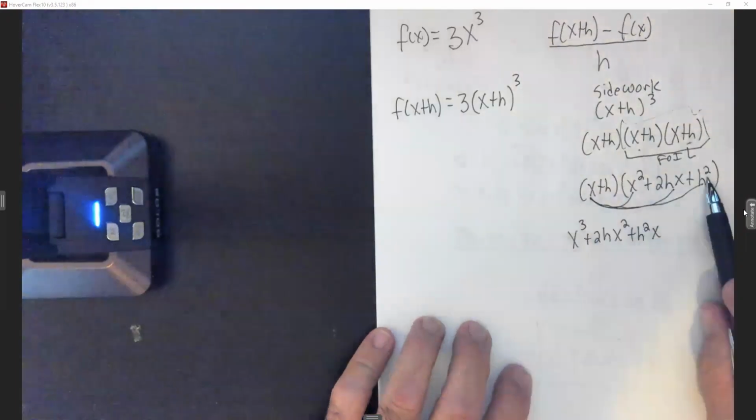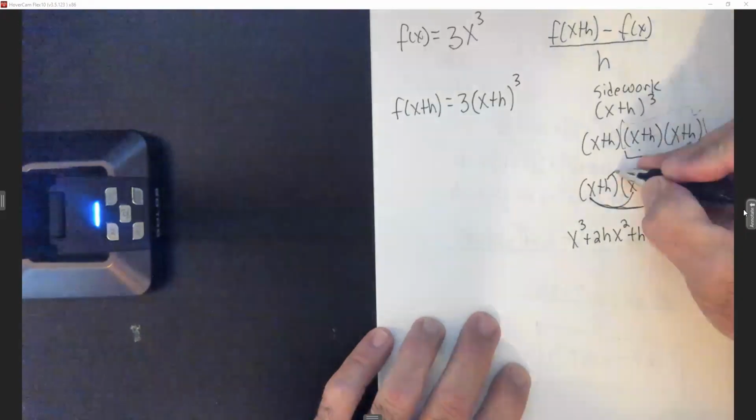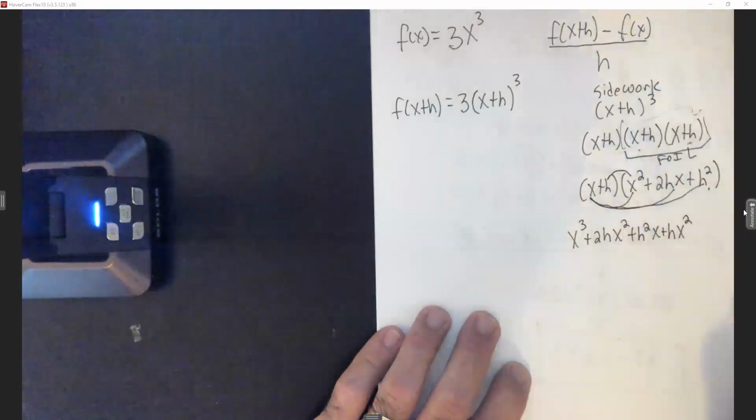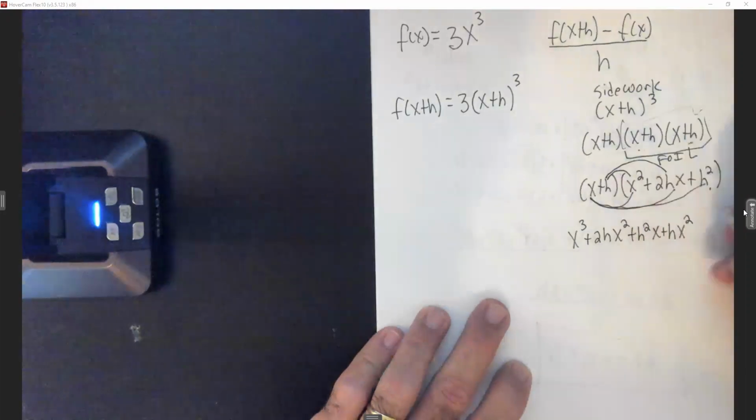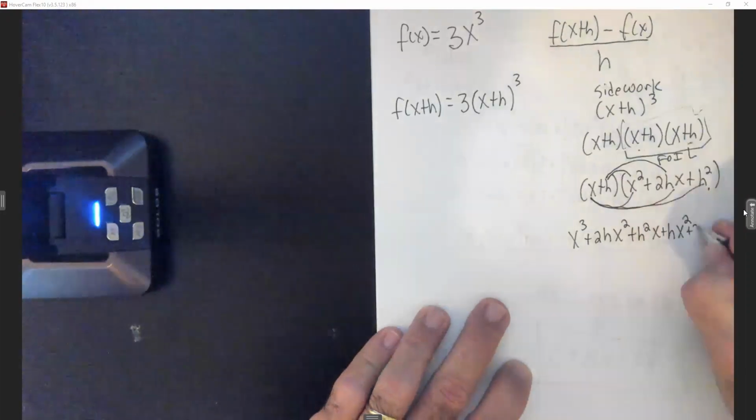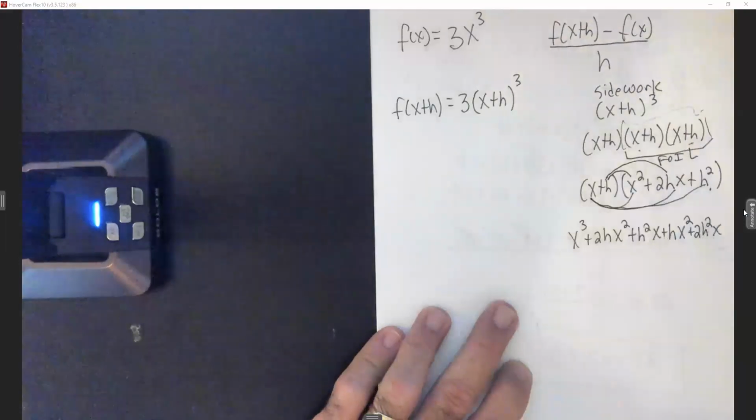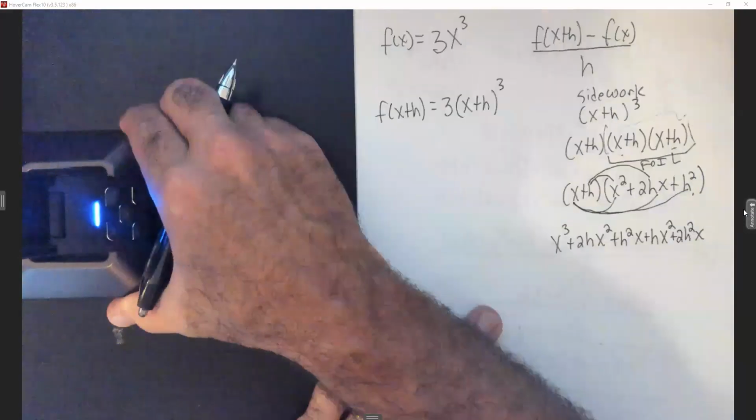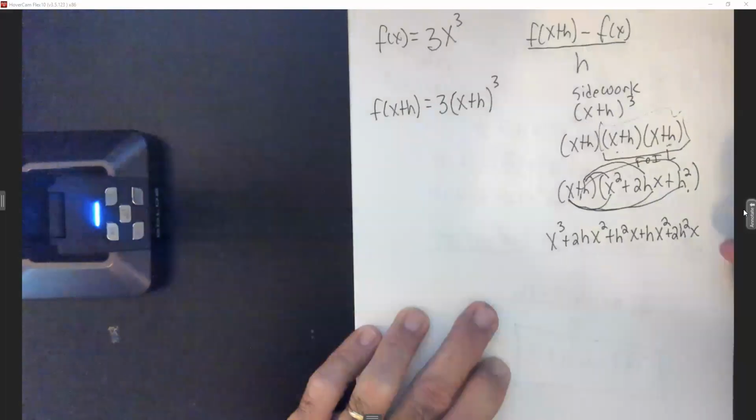Now I'm going to distribute the h. H times x squared is a positive hx squared. H times 2hx is a positive 2h squared x. So if you notice, all the h's are going up by 1 now. And then finally, h times h squared is an h to the third.